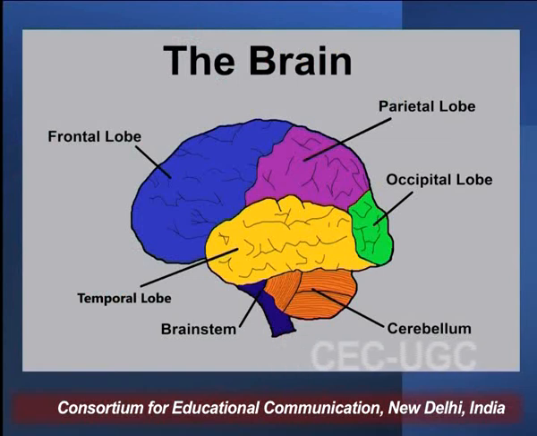So this is the structure of the brain. Here we can see the frontal lobe of the brain, the parietal lobe, the occipital lobe and the temporal lobe. And we can see the brainstem, cerebellum and medulla oblongata also.